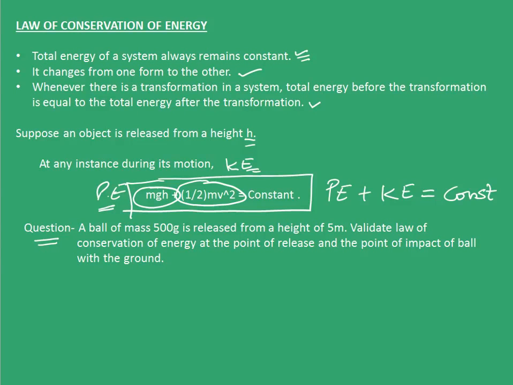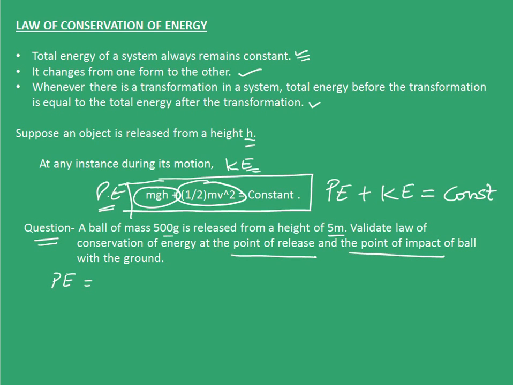We will use the question we took a little time back to validate this law of conservation of energy. So again I have a ball of mass 500 grams. In this case it is released from a height of 5 meters. So what I will do is first calculate the potential energy of the ball. We have been asked to validate the law of conservation of energy at the point of release and the point of impact of the ball on the ground.